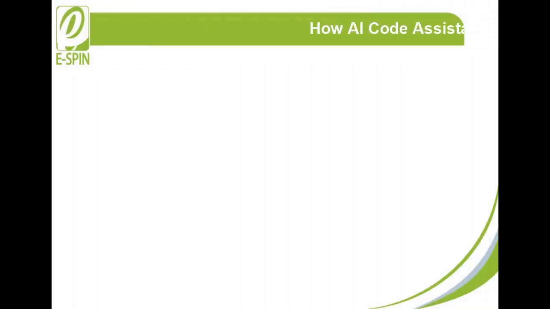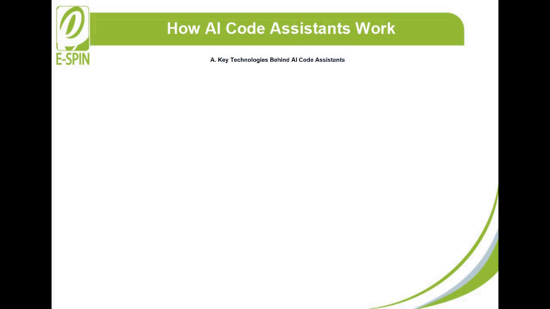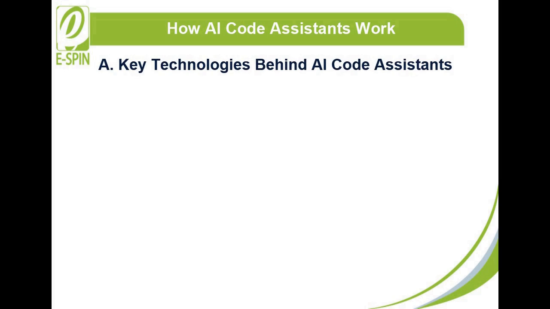How AI code assistants work. AI code assistants work by leveraging machine learning, natural language processing, and deep learning to understand the context of the code and provide intelligent suggestions, error detection, and code generation. They analyze vast datasets of code and use advanced algorithms to assist developers in writing, debugging, and optimizing their code in real time.